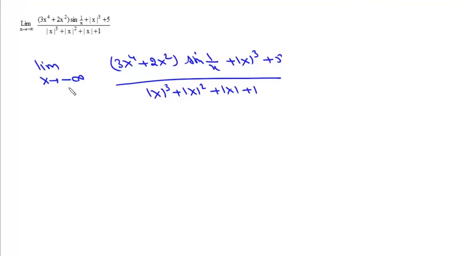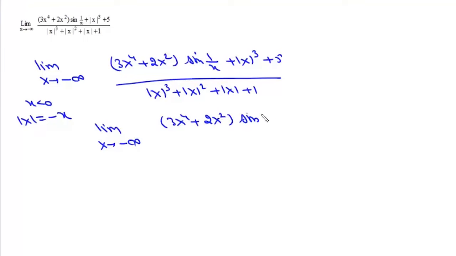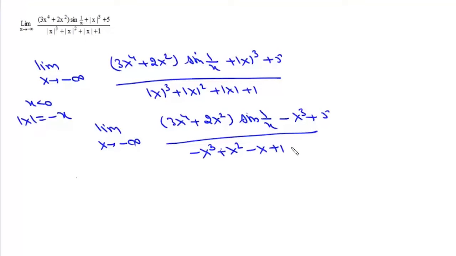Now since x is tending to minus infinity, that means x is less than 0, and when x is less than 0, then mod of x is simply minus x. So we write this as limit x tends to minus infinity, of 3x to the power 4 plus 2x square sin 1 by x minus x cube plus 5, upon minus x cube plus x square minus x plus 1.